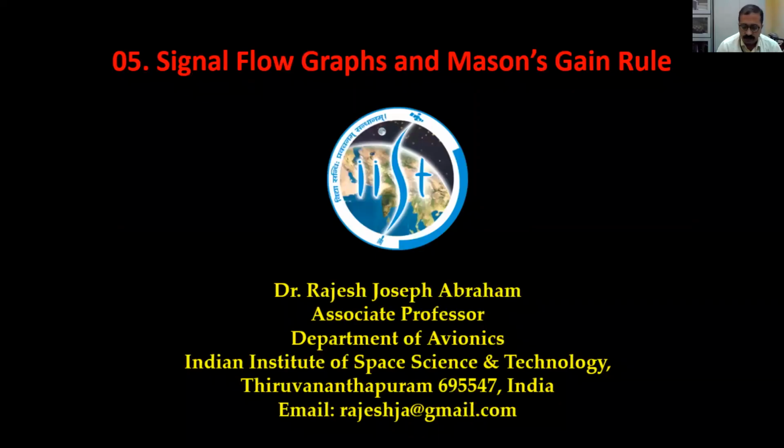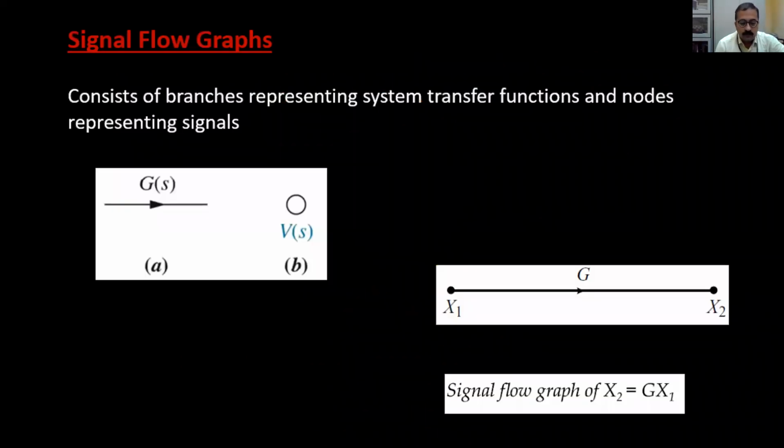So in today's control system lesson, we are going to discuss what is called a signal flow graph and how to obtain the transfer function using a signal flow graph. Signal flow graphs and Mason's gain. Basically, signal flow graphs consist of branches which represent system transfer functions and nodes that represent signals.